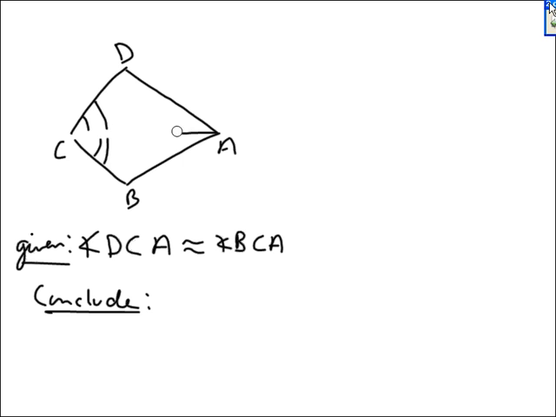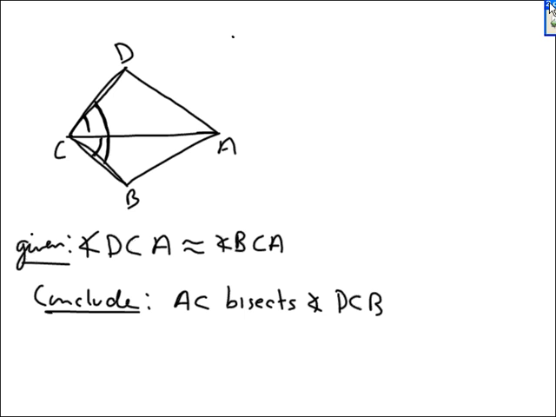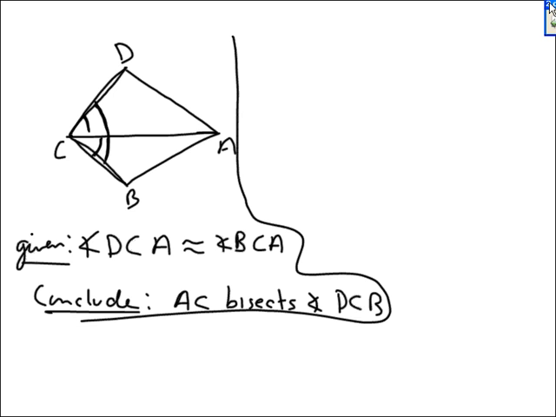That is, forget this line for a moment. You have angle C, or DCB. That big angle was bisected. It was cut into two equal pieces by AC. So you conclude AC bisects angle C, angle DCB, the big angle C. And that would be your conclusion. You're given some stuff and you have to conclude something else.